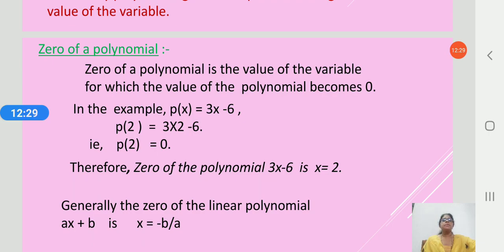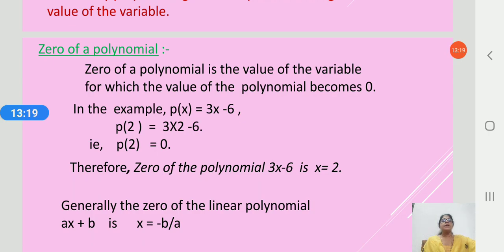Example: consider the polynomial p of x is equal to 3x minus 6. If we put x equal to 2, what will happen? 3 into 2 minus 6, which is equal to 6 minus 6 is equal to 0. That is, the polynomial takes the value 0 when x is equal to 2. Hence, we can say that the zero of the polynomial 3x minus 6 is x equal to 2. For a linear polynomial, x will take only one value for which the polynomial becomes 0. For all other values it will not become 0. Hence, the linear polynomial has only one zero.